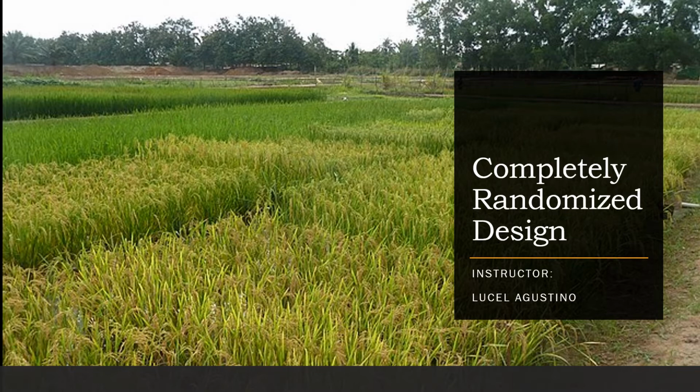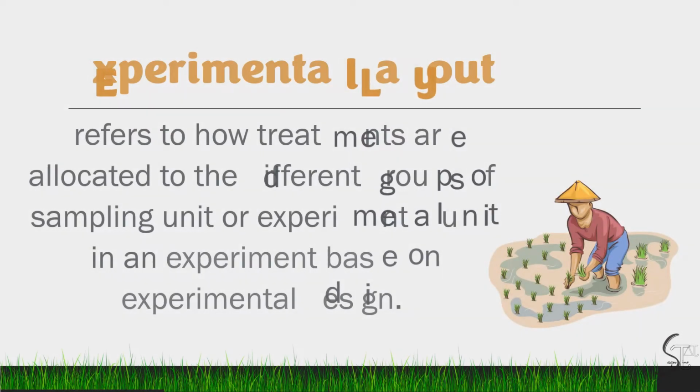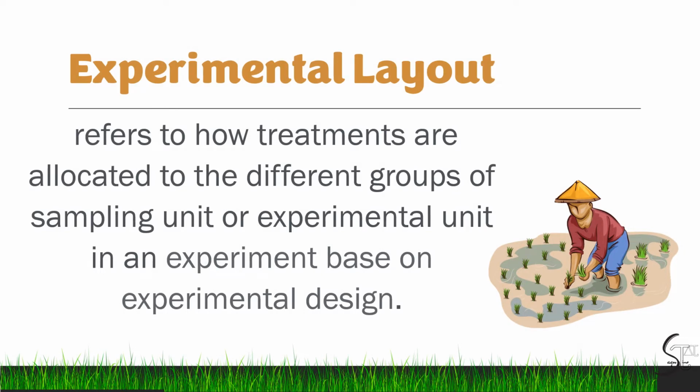Welcome to statistics class. Our topic for today is about completely randomized design. Before we go on, let's discuss or define some terms. Experimental layout refers to how treatments are allocated to the different groups of sampling units or experimental units in an experiment based on experimental design.